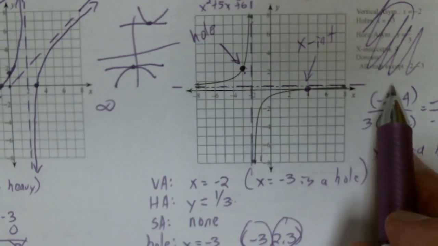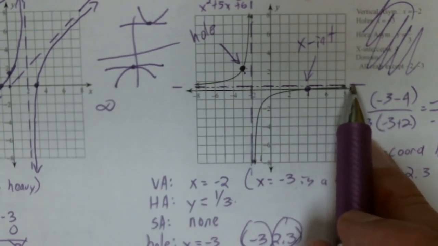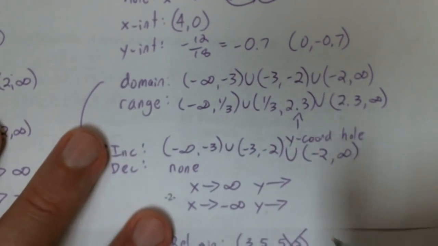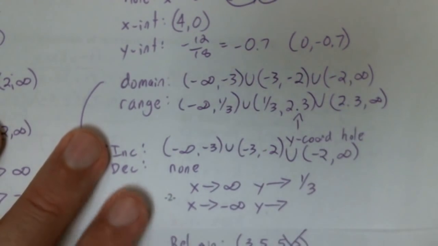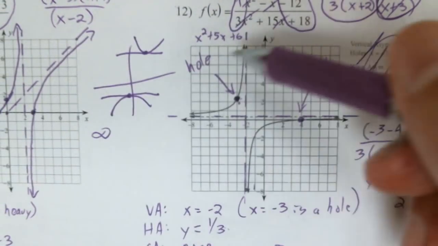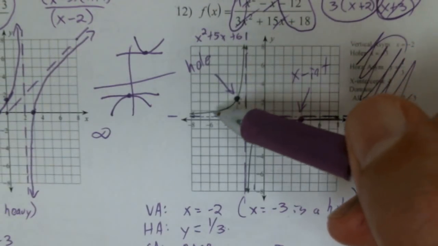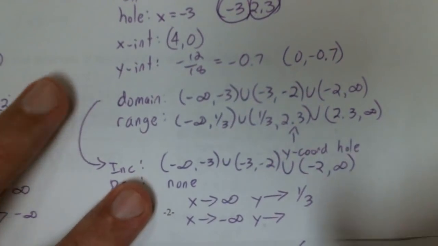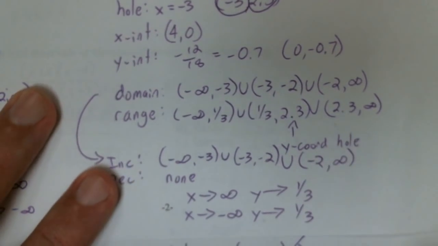They just run out of steam. They can't ever get past the 1/3. They will never cross over this. So my end behavior is heading towards 1/3 as the x's go to the right. What happens if my x values get smaller and smaller? My y values are dropping, dropping, dropping, and they also approach this horizontal asymptote of 1/3.